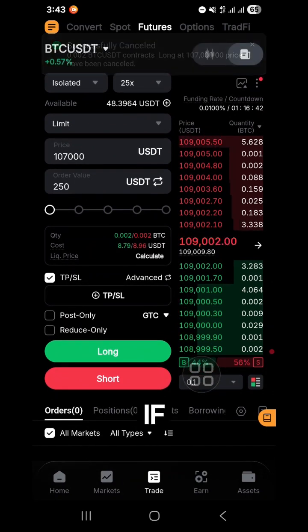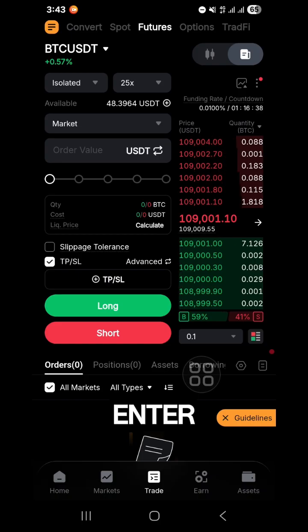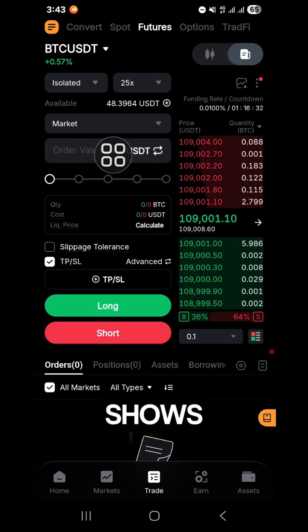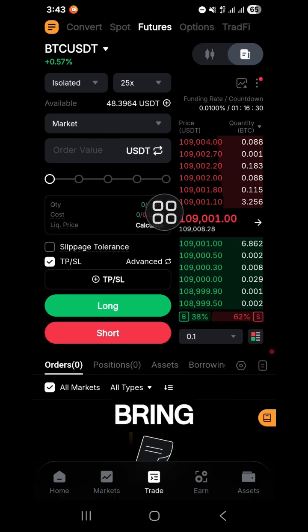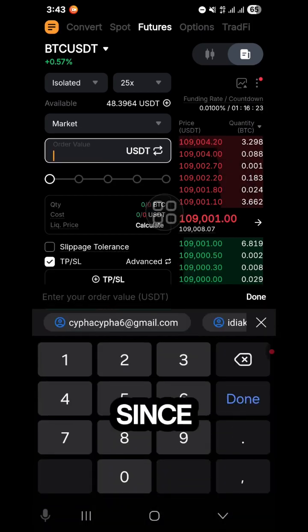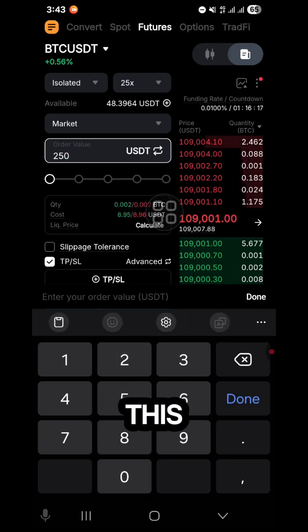So if, for example, I want to enter the market at the current price, as you can see, it only shows me order value. It did not bring the box where I could place the price. All I need to do is simply type in the amount I want to use to enter this particular trade. Since I'm using 25x leverage and I want to use $10, I'm going to type 250 in this place.